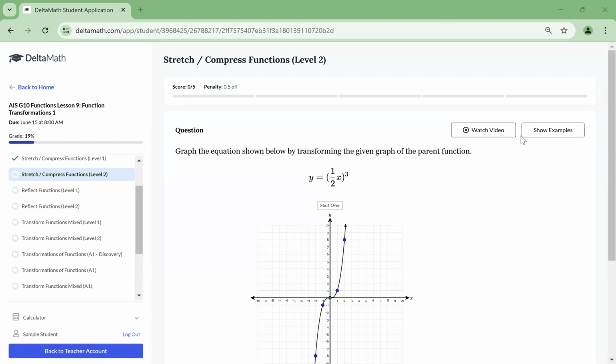Hello and welcome to this video in which we shall discuss stretching and compressing functions level 2. Graph the equation shown below by transforming the given graph of the parent function.